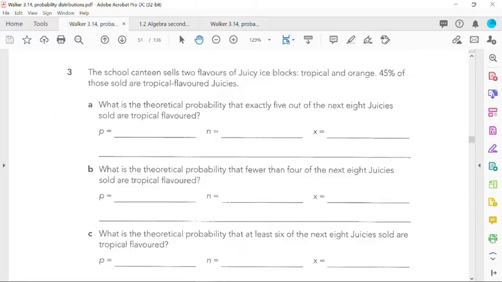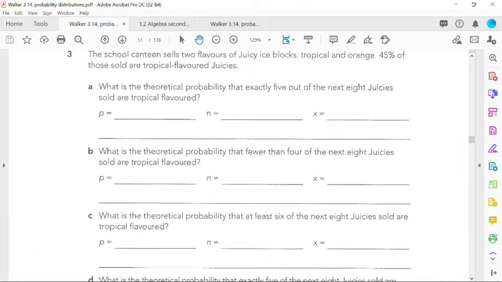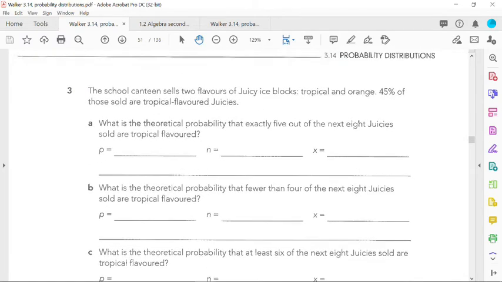Going back to the question, think about how you need to write that. What is the theoretical probability that exactly 5 out of the next 8 are flavored? So we're looking for the probability that x is equal to 5, because we're just looking for an exact value, and that's 0.1719.